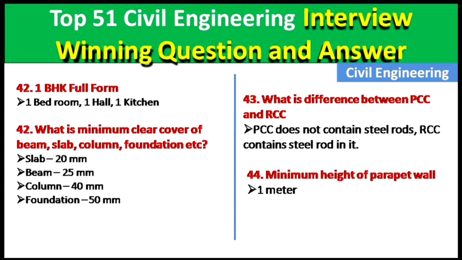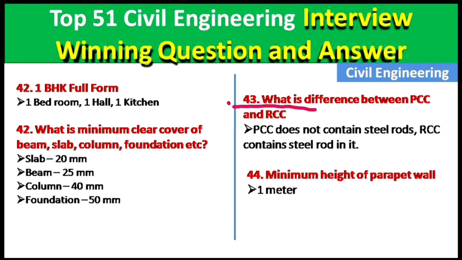Point number 42 is what is the minimum clear cover of the beam, slab, column, foundation, etc. The minimum clear cover of the slab should be 20 mm, beam should be 25 mm, column should be 40 mm, and foundation should be how much? 50 mm. Guys, this is the minimum clear cover. We should not provide less than these values as clear cover of the structure.